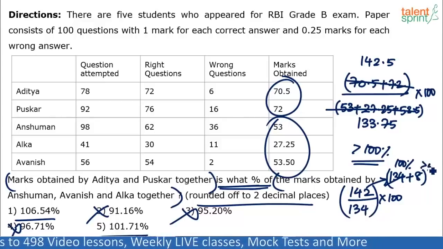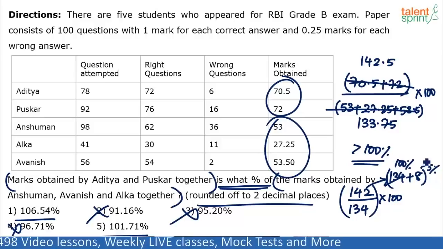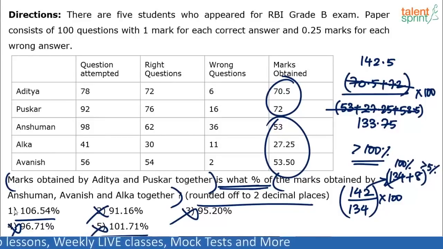That means 8 is more than 5%. So overall, the answer should be more than 100 plus 5%, more than 105%. So option 5 also gets eliminated. And hence, option 1 is the correct answer. Option 1, 106.54 has to be the correct answer.